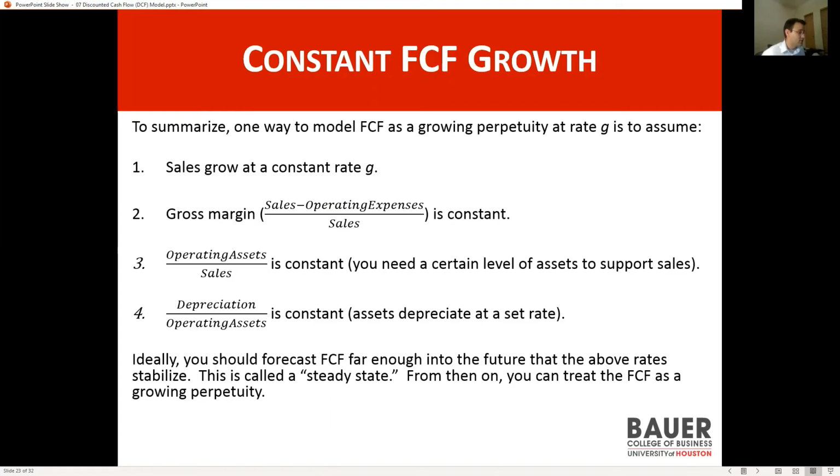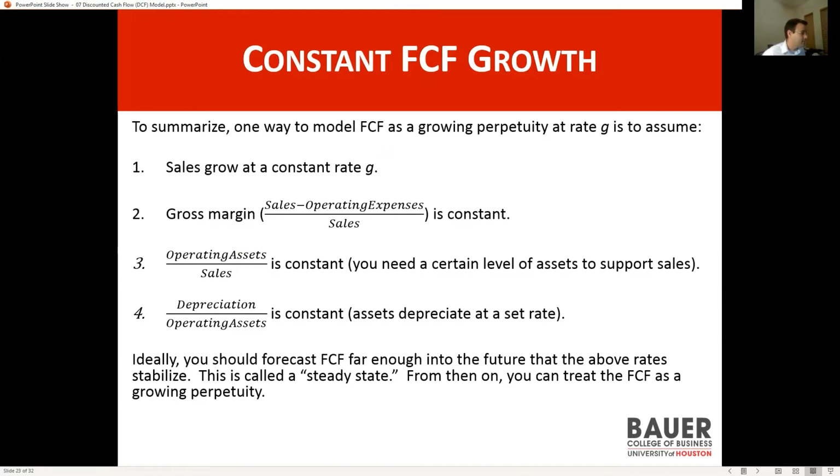Your operating assets over sales is constant. So the intuition here is you need a certain level of assets to support your sales. So if your sales are growing at a constant rate, that means that your assets are growing at a certain rate, which means that your investment, your CapEx, and your increases in net working capital, those are growing at a fixed rate G as well.